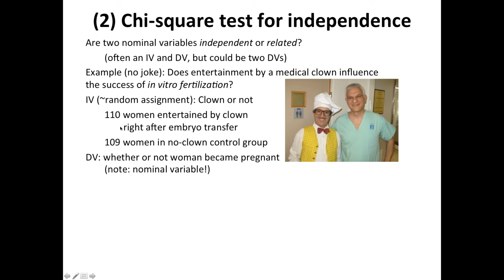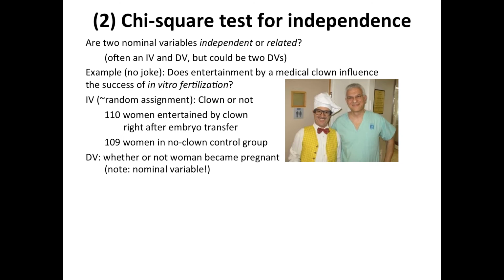So what makes this different, and why we can't use a t-test, is that the dependent variable is nominal. We could assign people into the clown or no clown levels of the independent variable. If we had a different dependent variable, like whether stress goes down as a consequence, we could use a t-test to find out if stress differed based on whether there was a clown or not. But the dependent variable of pregnancy is nominal.